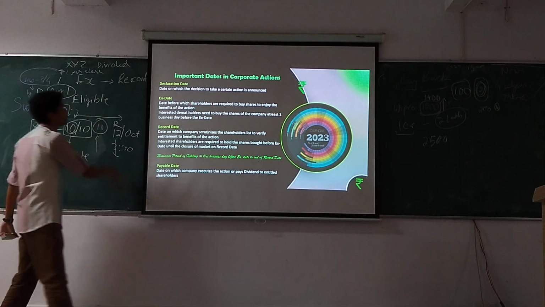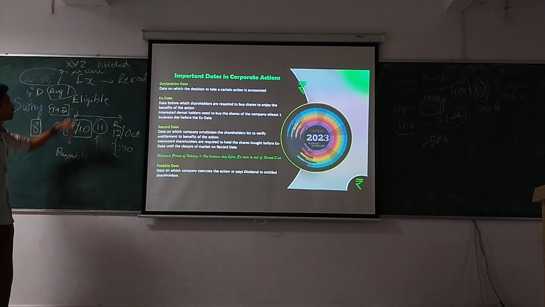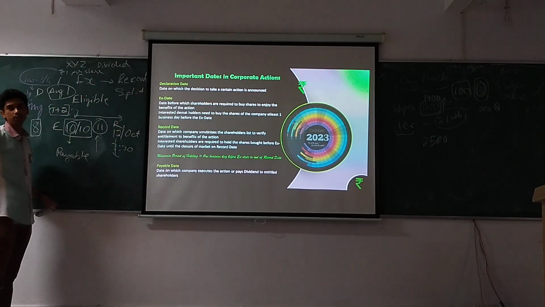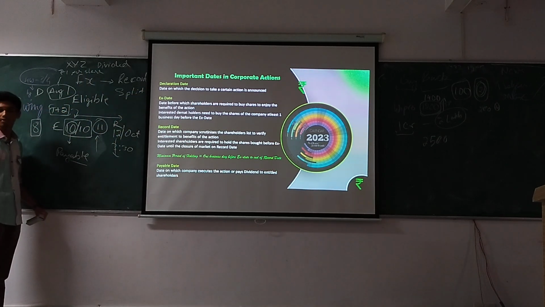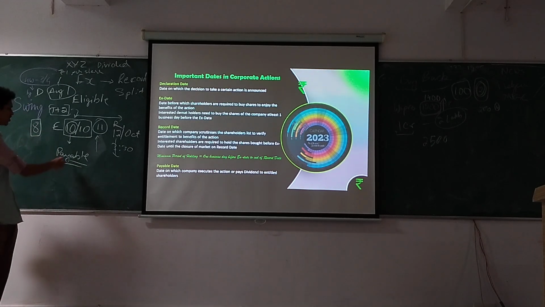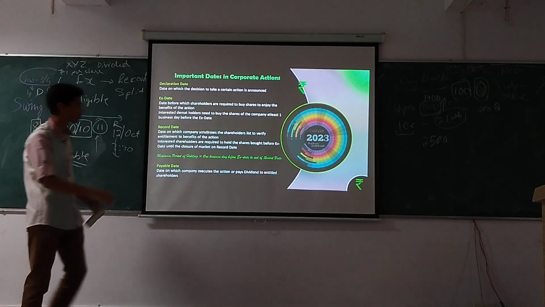So on payable date, if they are paying dividend, they will pay dividend. Or if there is a stock split happening, the split will happen on the payable date. If they are giving bonus, the bonus will be credited on payable date. Everything will happen on this date. This is not necessary. Only ex and record. Okay.